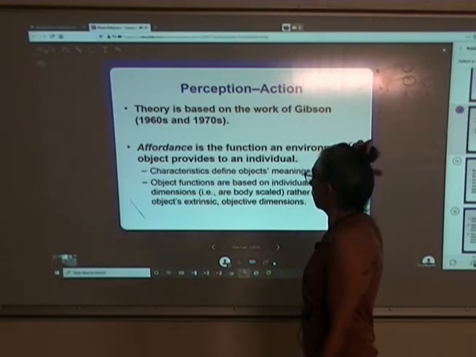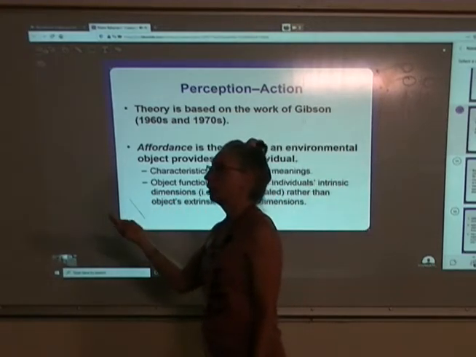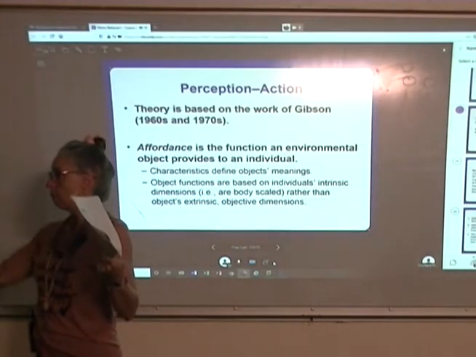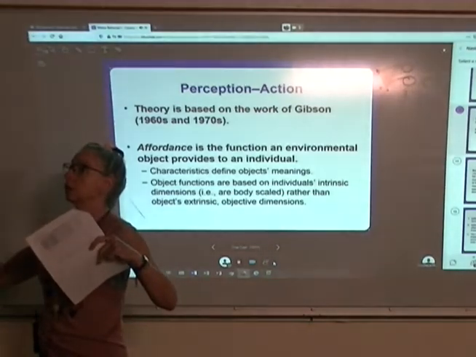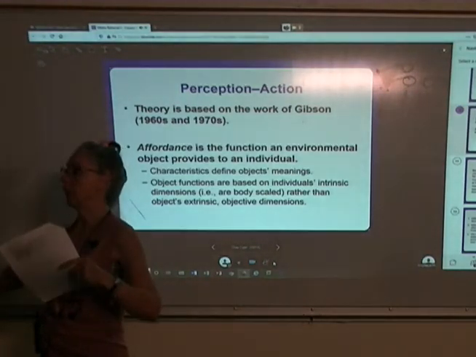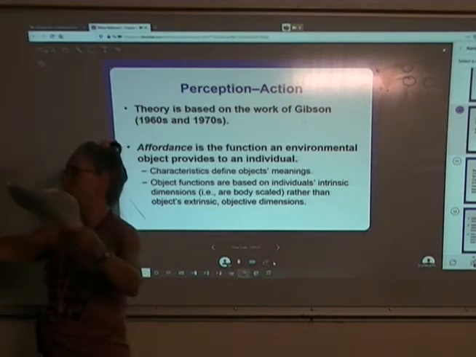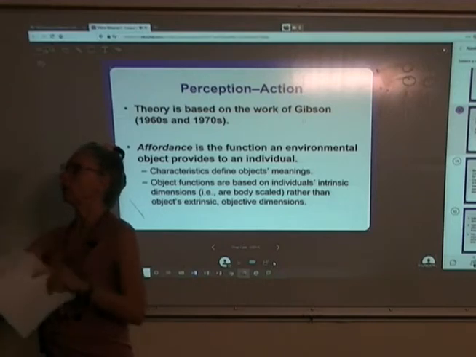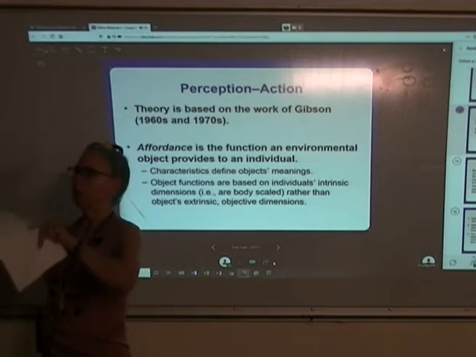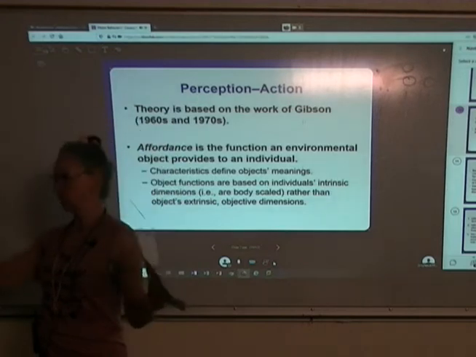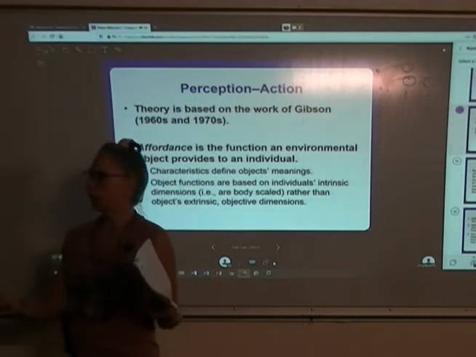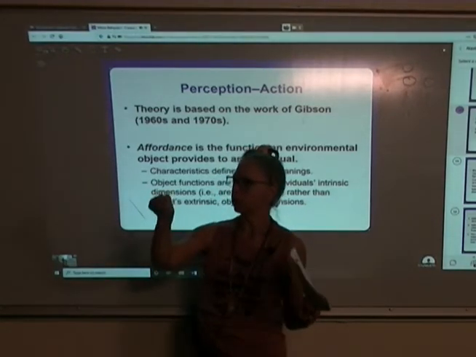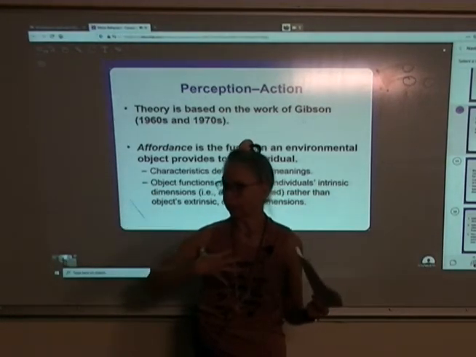So an affordance occurs in an environment, and it's to do with the perception that the individual has that that environment offers him. So if there's an object, what function does that object play? If there's a space, what could I do in that space? Okay? And again, it's very personal because it's based on my perception of the environment and myself.